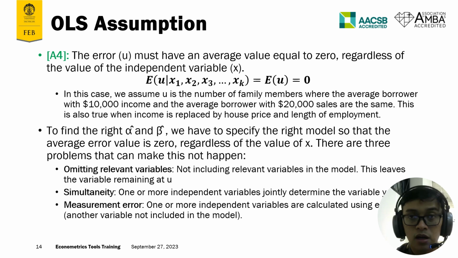Maybe there are some relevant variables that are not included in the model, which is similar to omitting relevant variables, but somehow the independent variable that we already put in carries the effect of the omitted one. It's a little bit hard, but we'll not focus on it for now to make it easier for you.